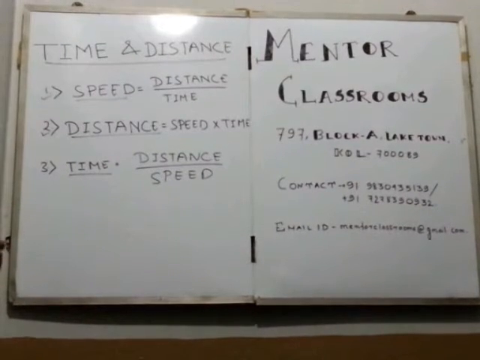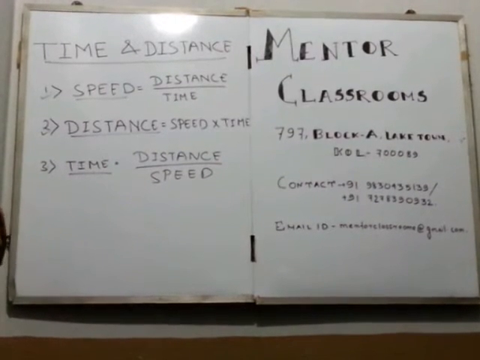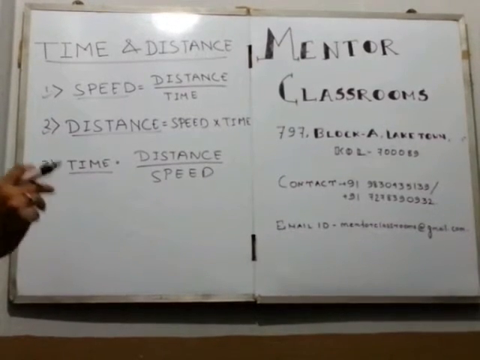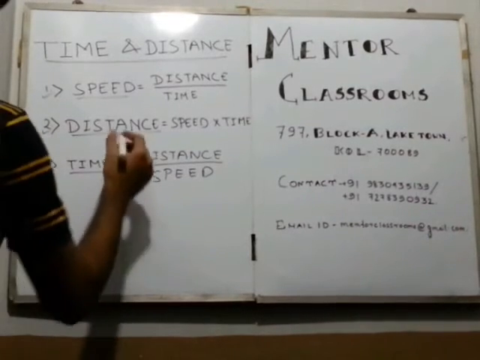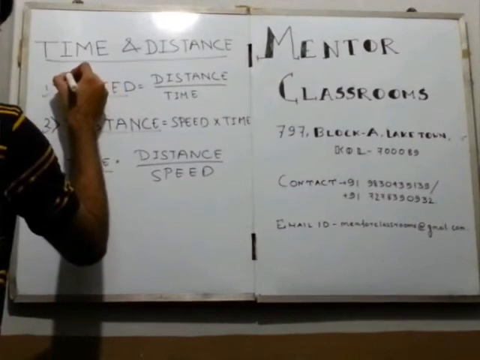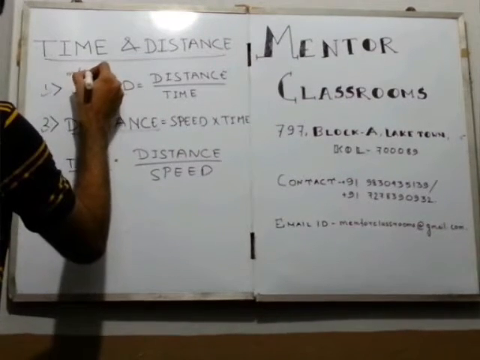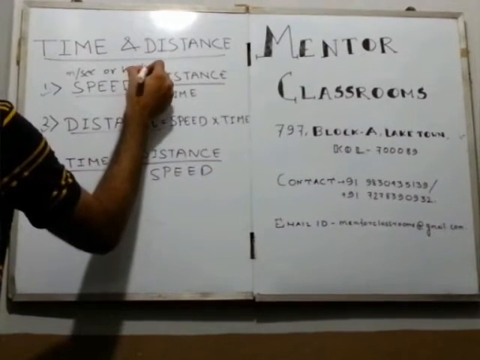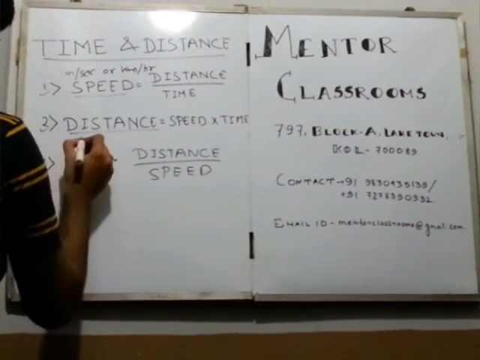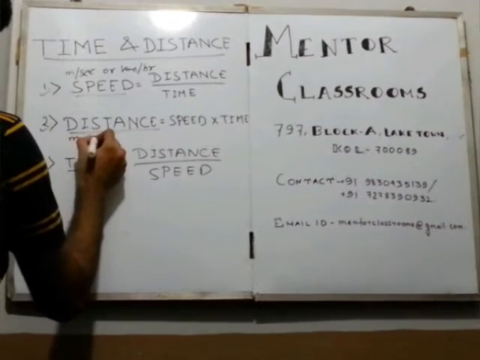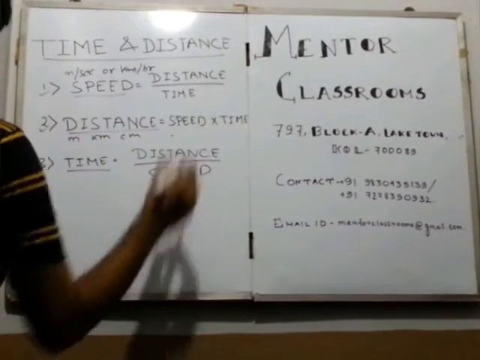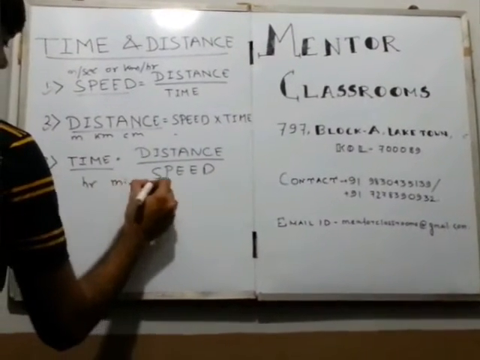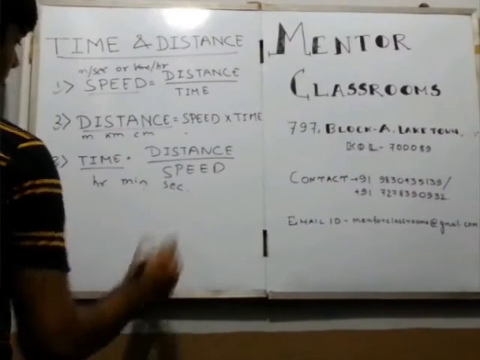Now one thing guys you should remember about solving time and distance problems is that you need to be very cautious about the units. As you know, the unit of speed is either meter per second or kilometer per hour, and for distance it can be meter, kilometer, centimeter and so on. Time can be hour, minute or second.